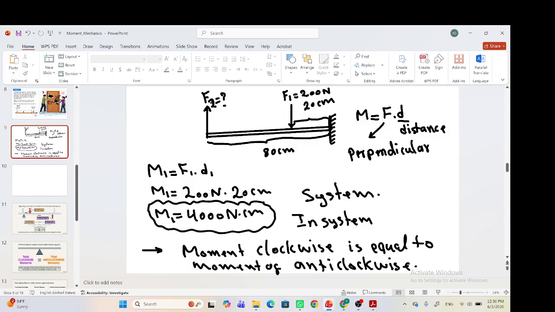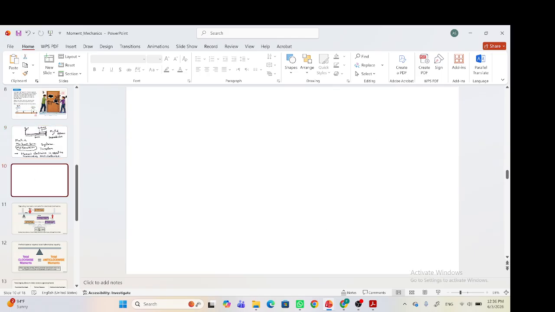Is it true? Yes, that is exactly it. So the total moment of the clockwise, which makes the object move the same as the clock rotation, is equal to the moment of the anti-clockwise, which makes the object move against the clockwise. That's exactly the thing. Now let's come to here. In this example, we should explain this situation.